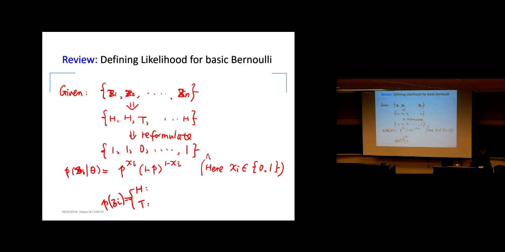Let me make it more concrete, because it's not that straightforward. If Zi is head, which in our case is 1, it's P. If Zi is tail, it's 1 minus P. Sorry, I used X, but let's just use X; it's the same as Z, just to make it clear.